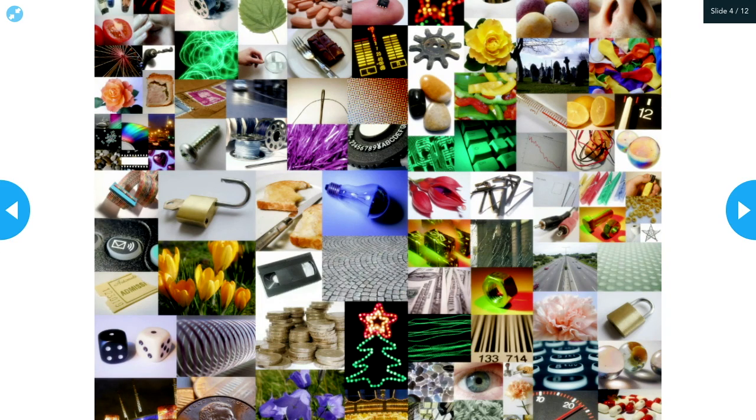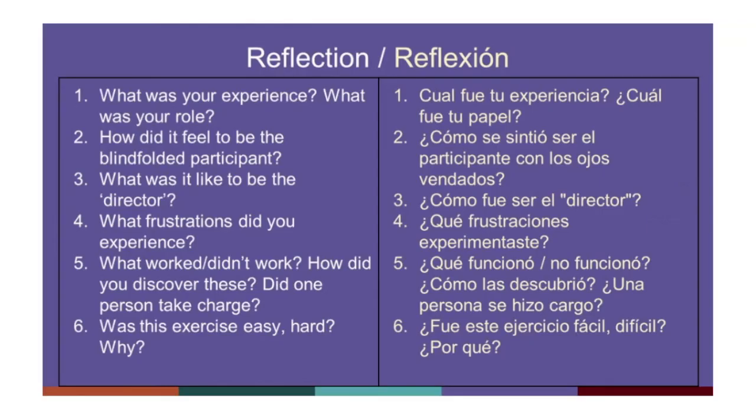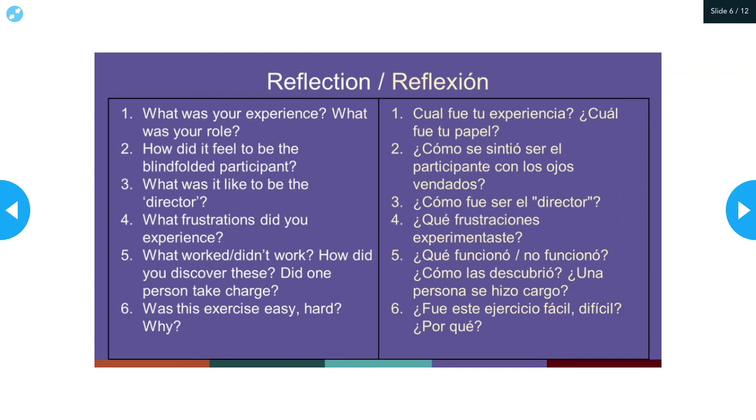Students would be able to share out on what was frustrating about the experience. Was there frustration about the experience? Was it easy? Was it difficult? How does it feel? How did it feel to be in those shoes? They're going to reflect, what was your experience? What was your role? How did it feel to be the blindfolded or the blind participant? What is it like to be the director, the person who was describing? How did that feel to you? And having to describe it in a way that your partner would understand.